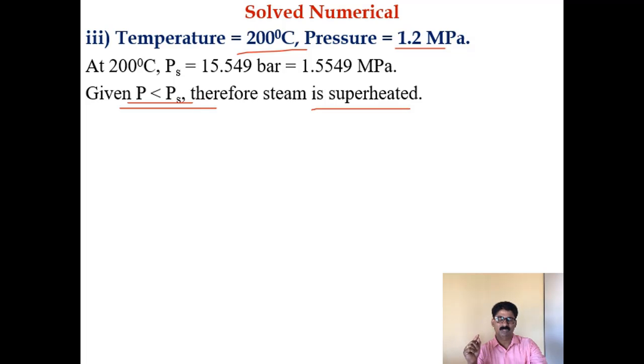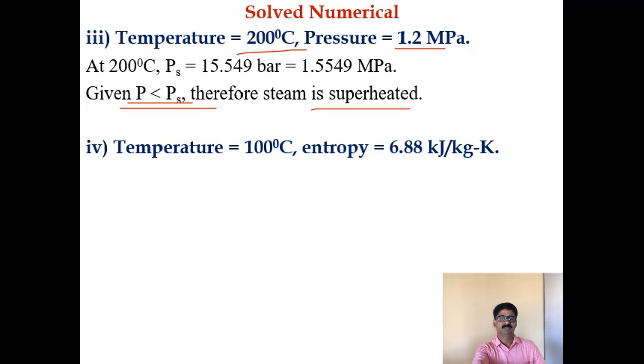Either you can compare using temperature tables or you can compare with the pressure tables. If you are comparing the pressure table, the saturation temperature at 1.5 megapascal should be less, and the actual temperature should be more, for steam to be called superheated. Whereas if you are looking at the temperature table, the saturation pressure should be more and the actual pressure should be less when the steam is superheated. I hope it is very much clear.